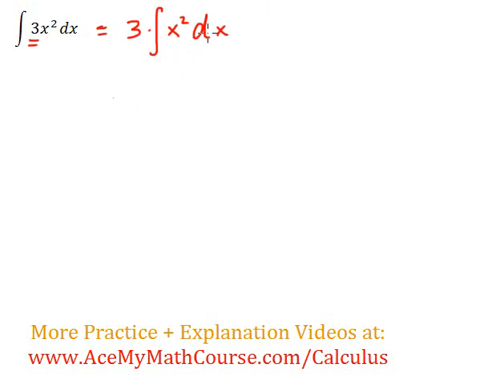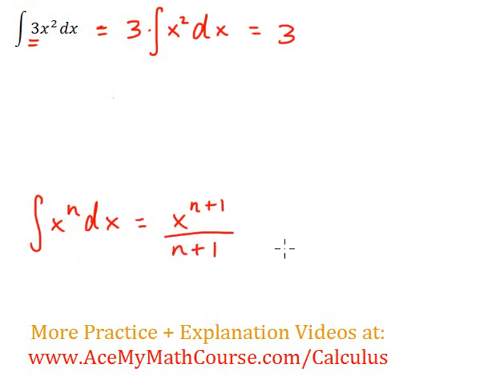And now what do we need to do? To be practical, I'm just going to use this little formula here. If I have x to the n, so we're finding the integral of x to the n, we can add a 1 to the exponent and divide everything by n plus 1 as well. And in the end, we need to add a constant.